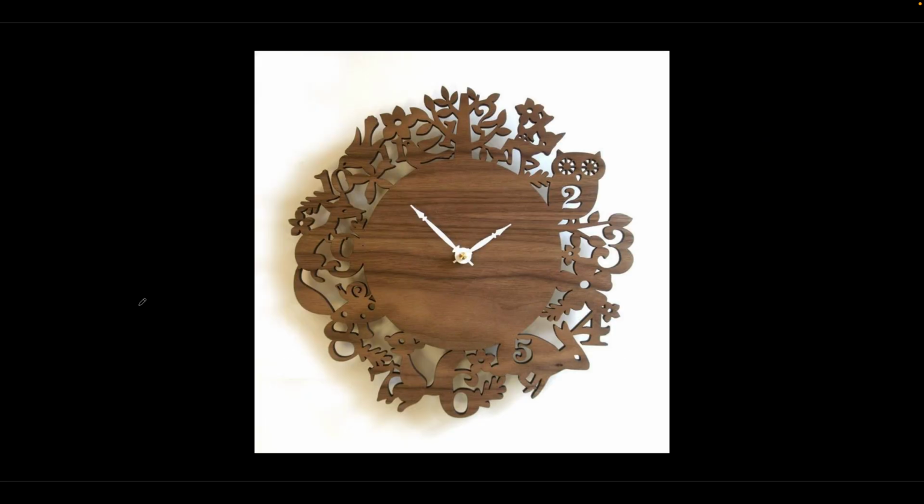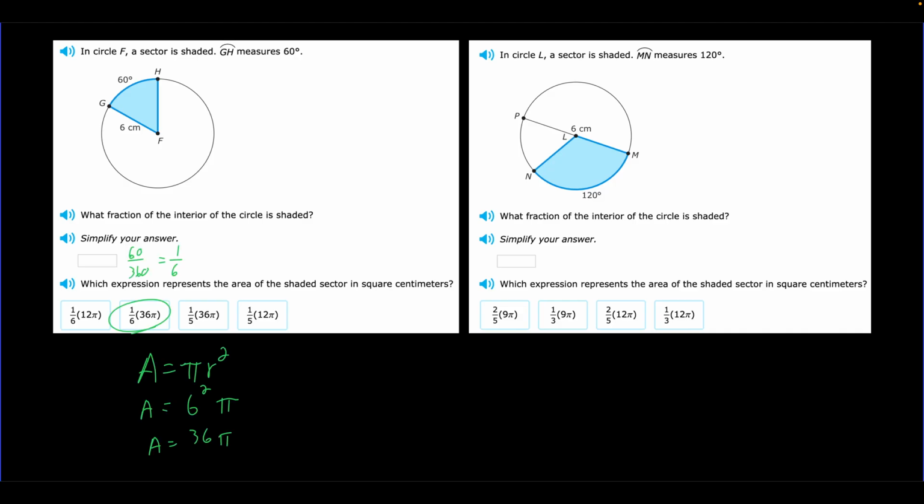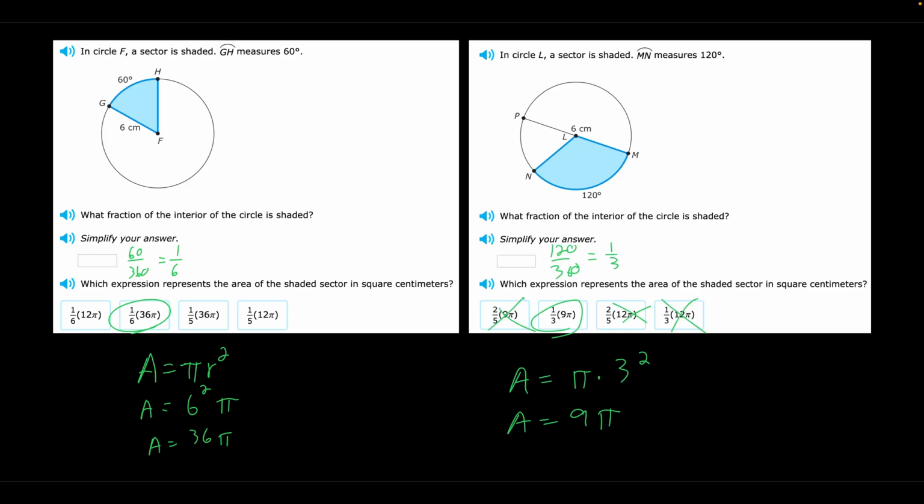All right, time to practice. Go ahead and pause the video, try these last 2 problems on your own. When you're ready, unpause and we'll check your answers. Okay, now that you've had time to work these problems, let's check your solutions. For the first problem here is the work. For your fraction, it's 1/6. And then for the area, it's 1/6 of 36 pi. And for the second problem here is the work. You should have gotten 1/3 for your fraction, and then 1/3 times 9 pi.